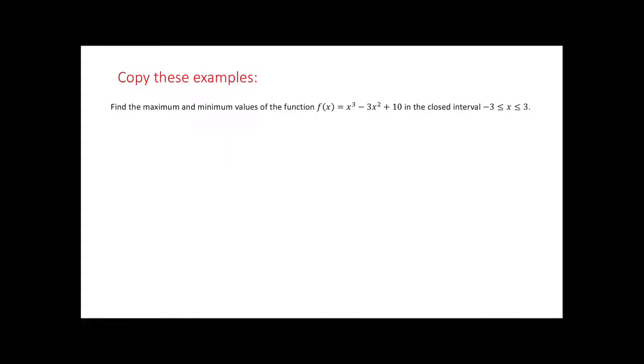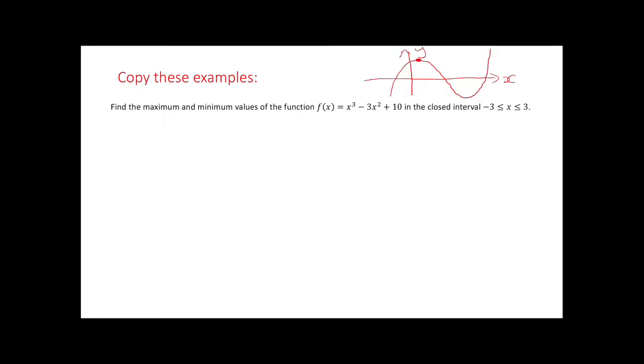Till now, we've been looking at using our nature table to help us find maximum and minimum turning points. For a closed interval, you could find that your maximum turning point isn't necessarily the maximum point on your graph. So if you imagine you have a graph that looks like, say, this. Okay, now your maximum point in this graph is clearly here.